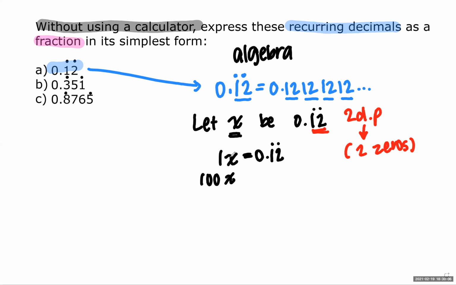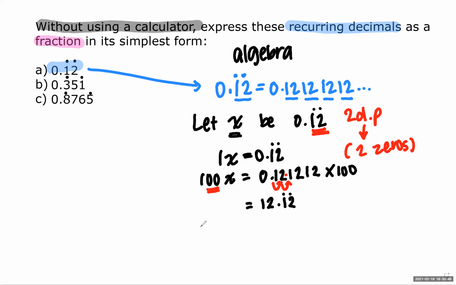Why again? Because this is 2 decimal places right here, that means I have 2 zeros. So I find 100x. How am I going to find 100x? Because I know that 0.12 multiplied by 100 means I'm going to move the dot by 2 places. So right now, 100x will actually give me a value of 12.1212 and so on and so forth. So I just put the 2 dots there.